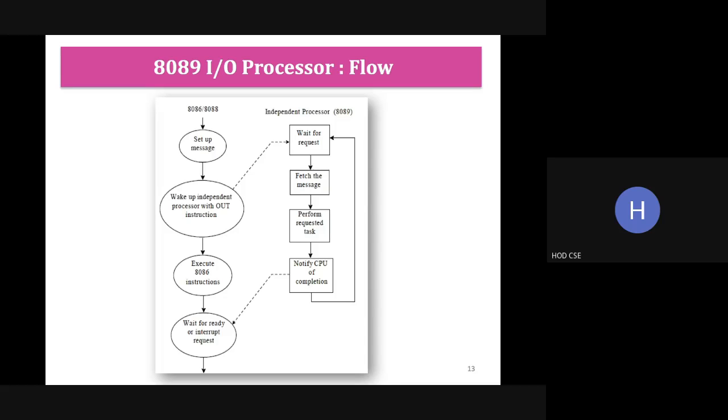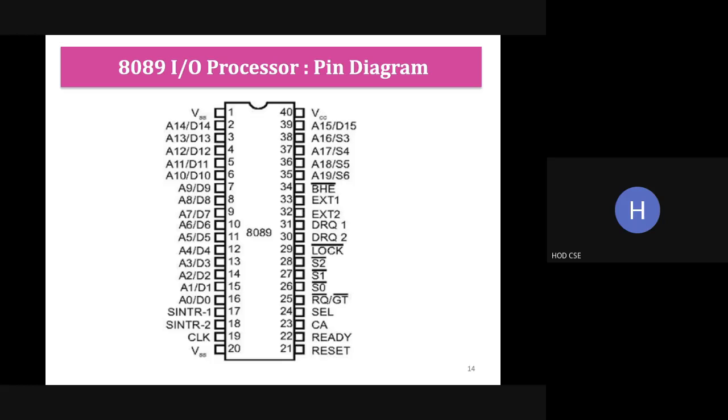In multiprocessor concepts, we have studied three concepts now. One is coprocessor, next one is closely coupled, and the third one is loosely coupled. Loosely coupled is where we have different modules, more number of modules. So this is closely coupled. This is the pin diagram of the 8089 IO processor.